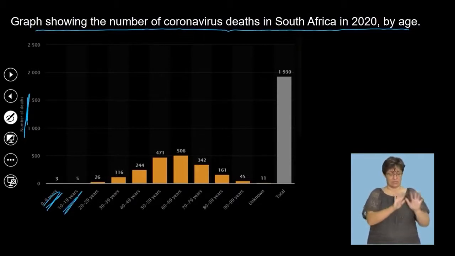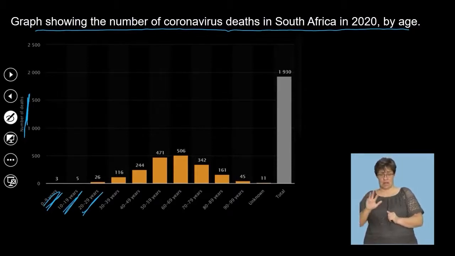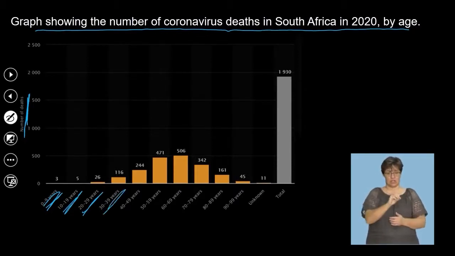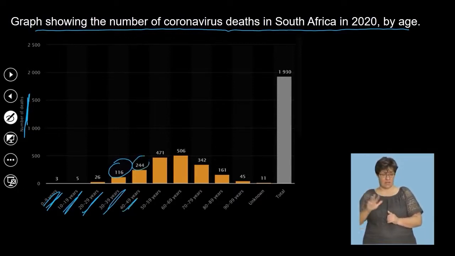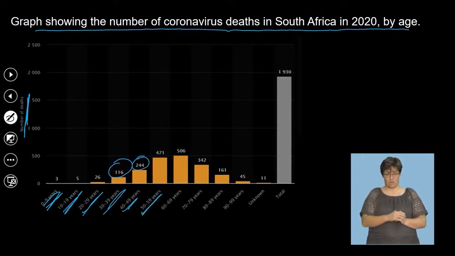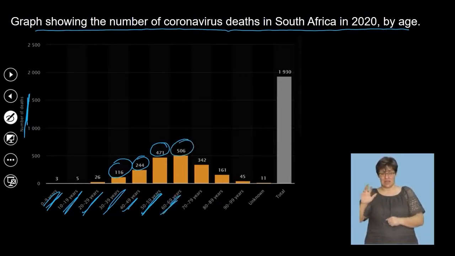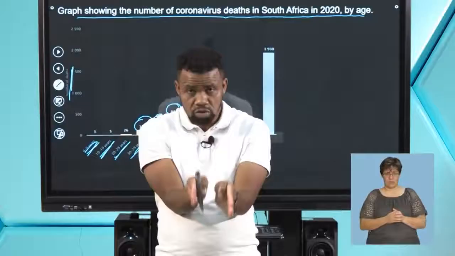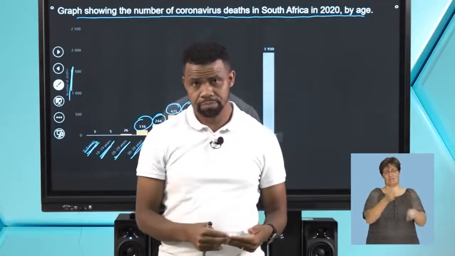10 to 19, 5 deaths. And 20 to 29, 26. 30 to 39, 116. 40 to 49, 244. And we can see that 50 to 59, which is 471. And 60 to 69, 506. Can you see that 60 to 69, that's the highest? Okay, those are where we get most of our death from COVID-19.